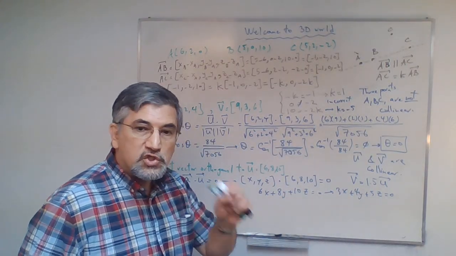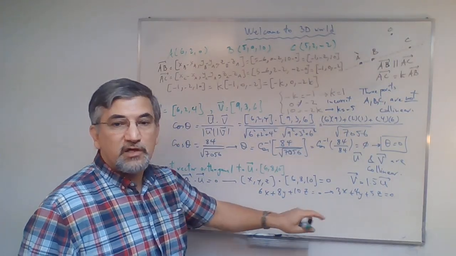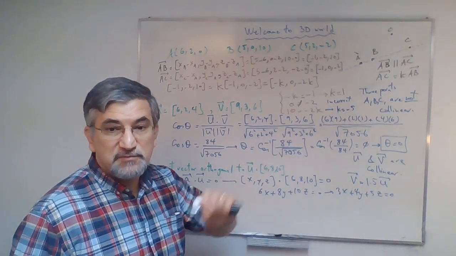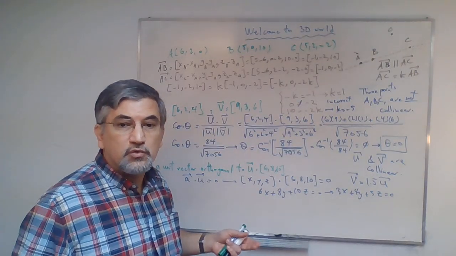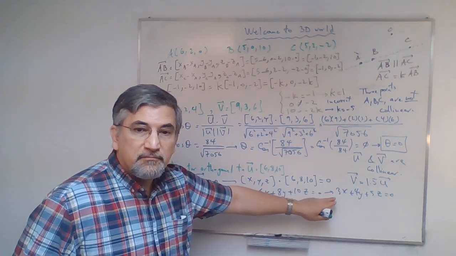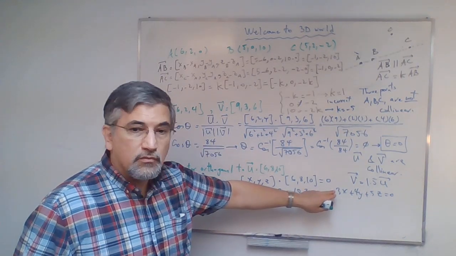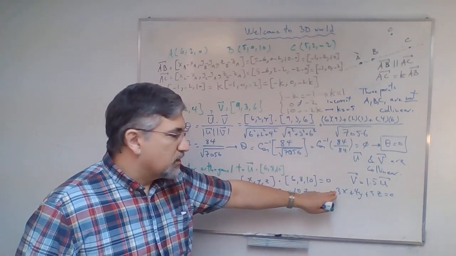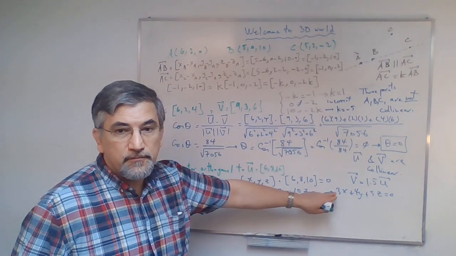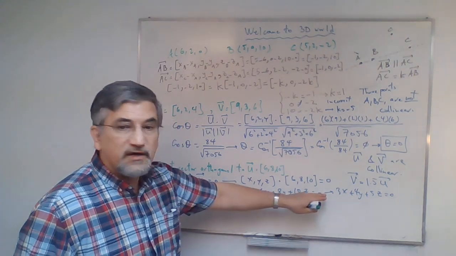There are no unique values for x, y, z. I'm not telling you that x must be this much, y has to be this much, and z has to be that much, etched in stone. There's no such thing. This equation, because it has more than one unknown, has infinitely many solutions. So among those infinitely many solutions, we have to find one of them.